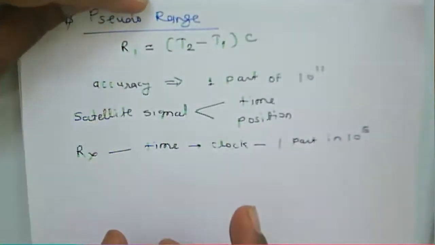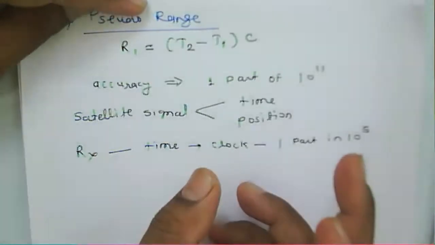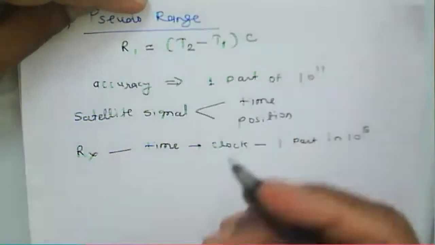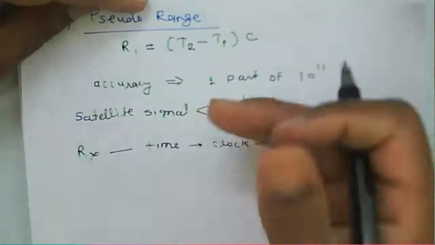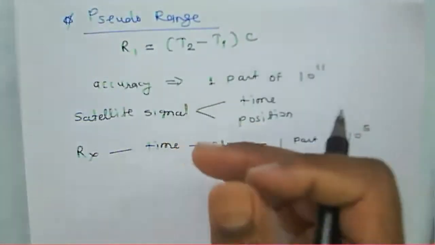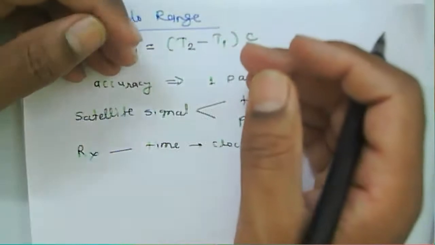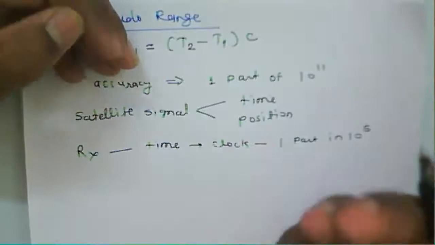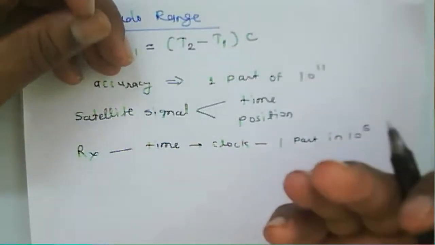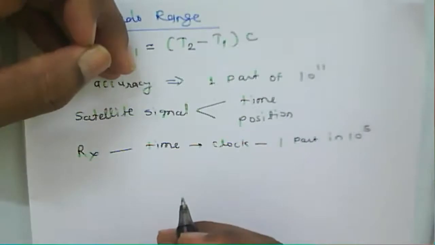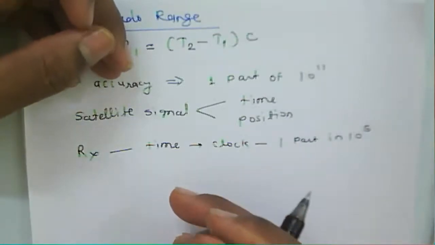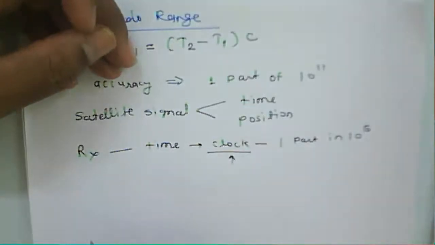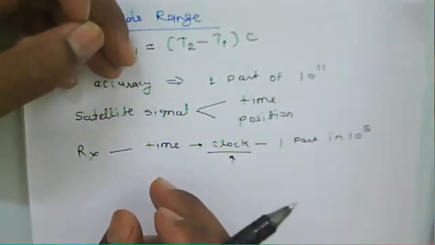So when the satellite sends the signal and that signal is received, the receiver can calculate the propagation delay of that particular signal from the satellite by taking the difference between the transmitted signal time and the received signal time. That is done with the accuracy of the receiver clock.